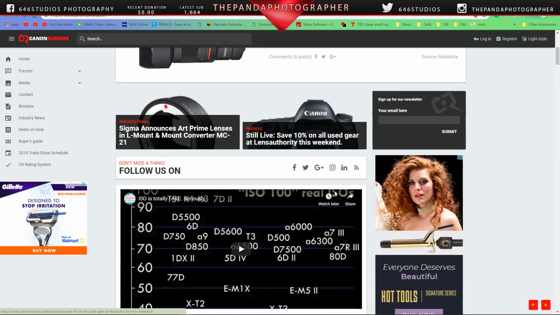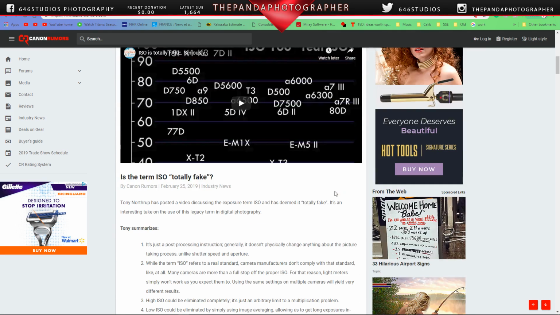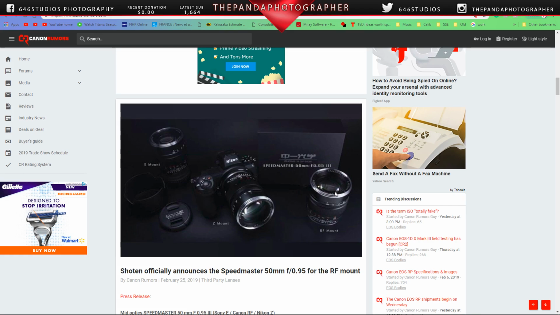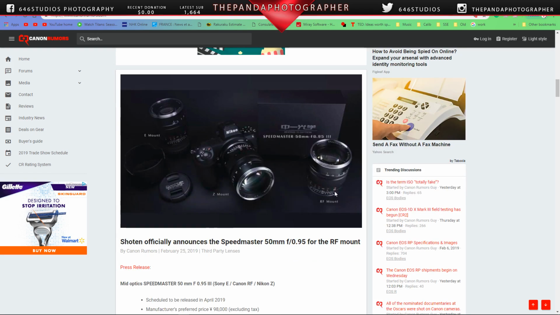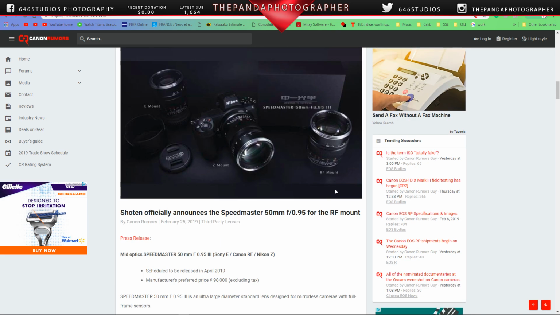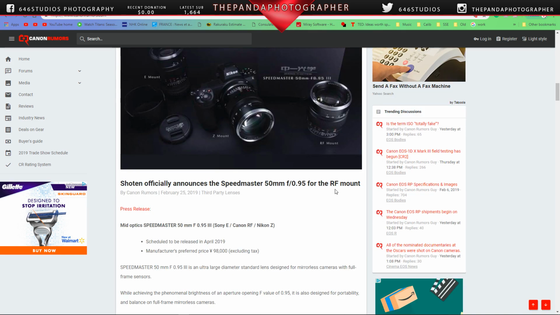But check that out, and you can check all the Canon rumors out here. And ooh, shortening official announcement of the Speedmaster 50 f0.9 for RF mount. Ooh, oh, that's going to be really juicy. I don't know about you guys, but that's looking very promising. That's looking really good.